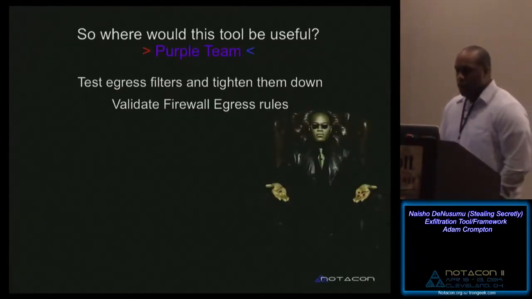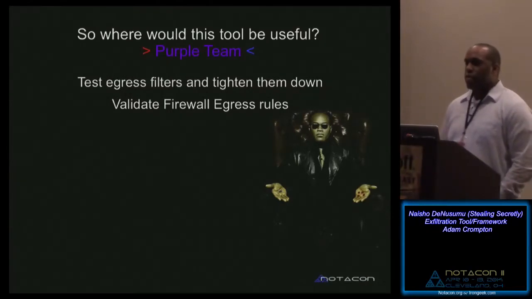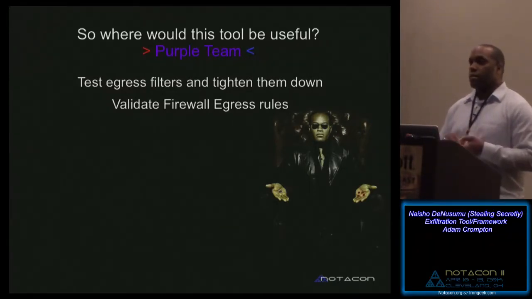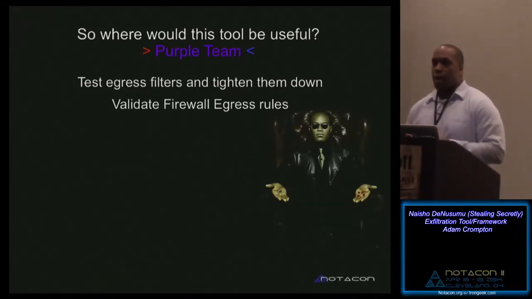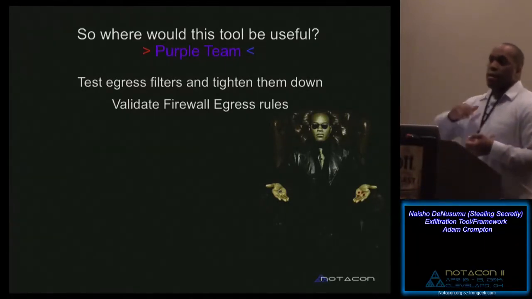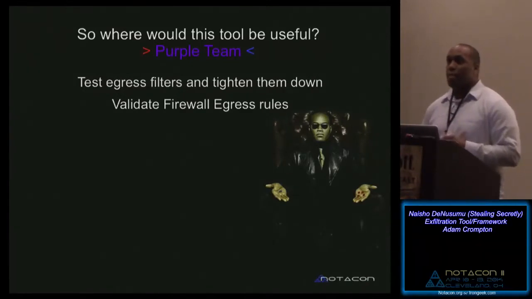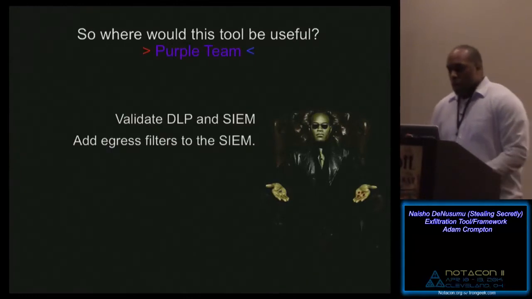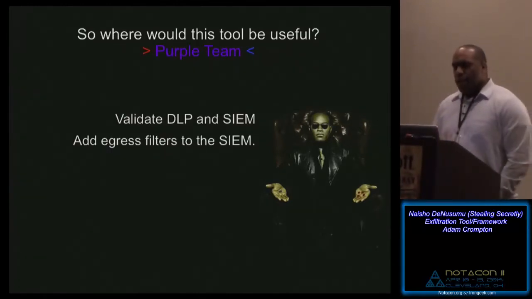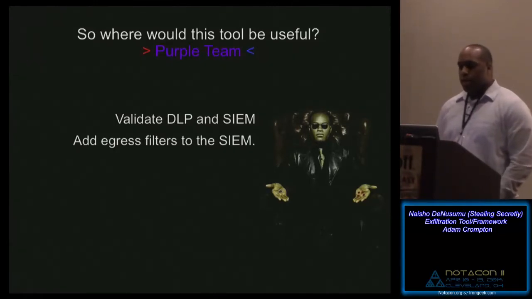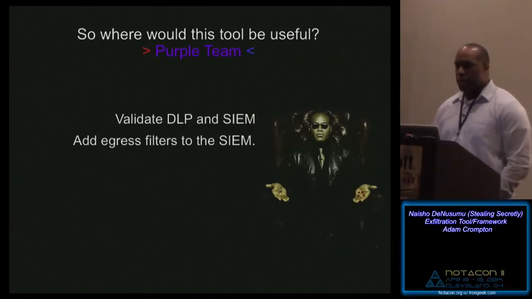So where would this tool be useful from a purple team perspective? Testing egress filters and tightening them down. So you can use this to kind of baseline to see if you can actually see the packets going through your SIEM or any solutions that you have. And also checking on validation of firewall egress rules. So if you know that ICMP is going from this box that has access out to the internet, maybe you don't want to have ICMP allowed through that box. Maybe you should have some other jump server or jump box to use. This can also be used to validate DLP and the SIEM and add egress filters to the SIEM. So knowing what DLP actually catches, you probably should know that, and also putting filters on the actual SIEM itself.